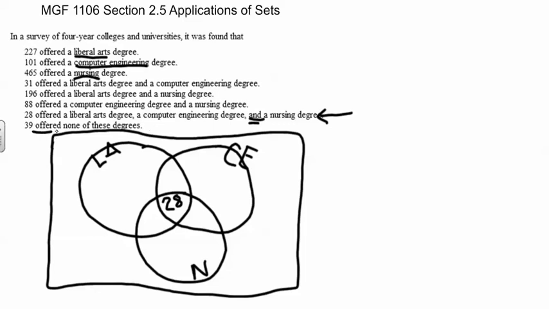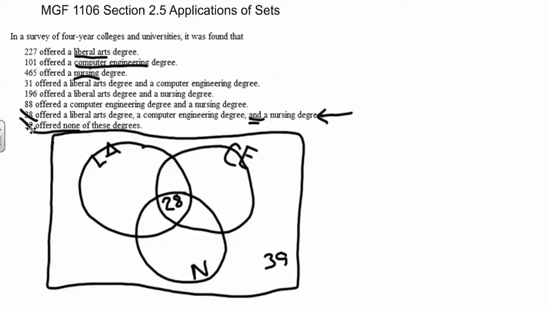39 of those colleges surveyed offered none of these 3 types, which means that would be in region 8, which is outside all 3 sets. So we've taken care of those 2 values.